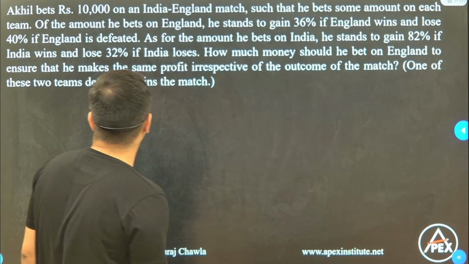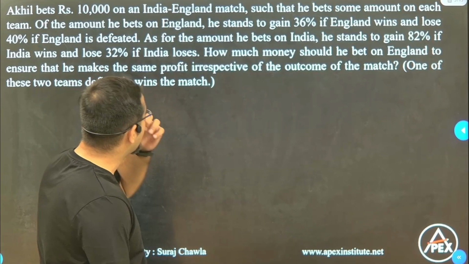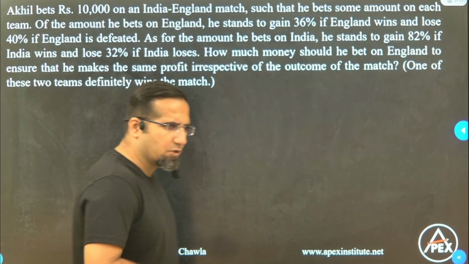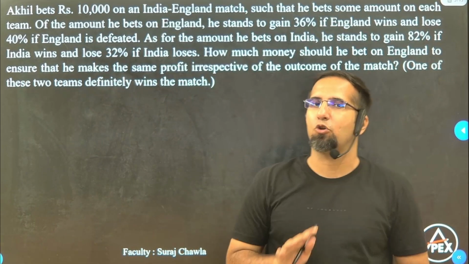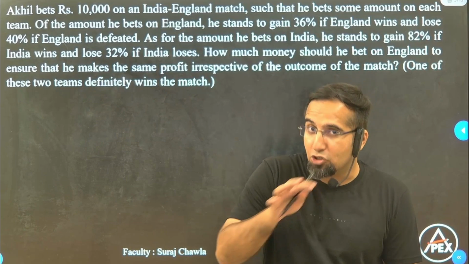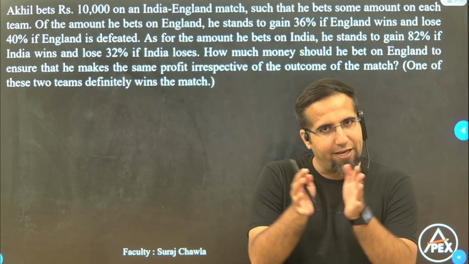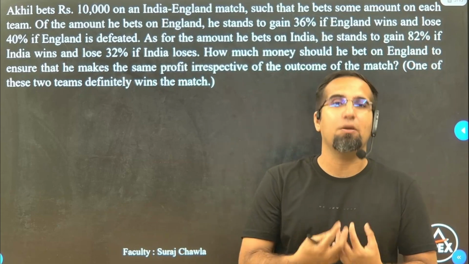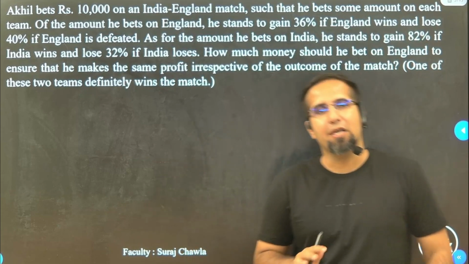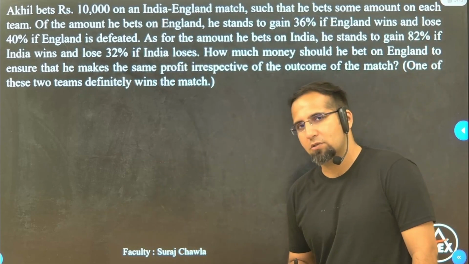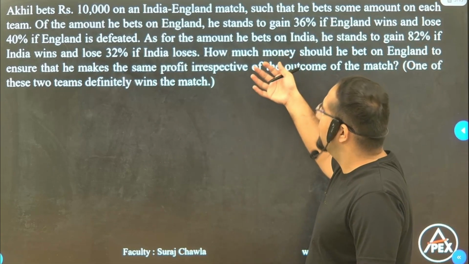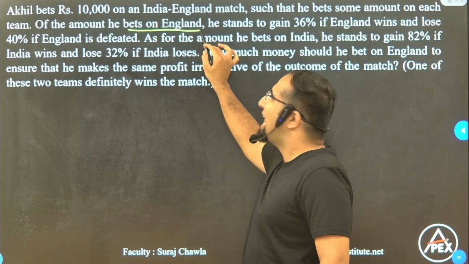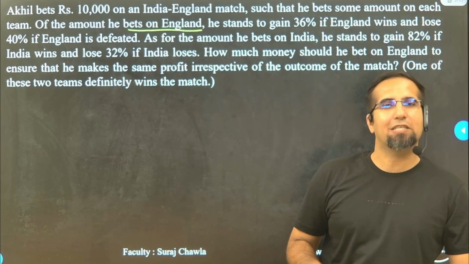Now, this question says, Akhil bets 10,000 rupees on the India-England match such that he bets some amount on each of the teams. That means the total of both is 10,000 rupees. Not 10,000 each, okay? 10,000 on the India-England match, and he invests some amount on each team. Of the amount he bets on England, what is the base value here? Whatever amount he invested on England will be our base value.